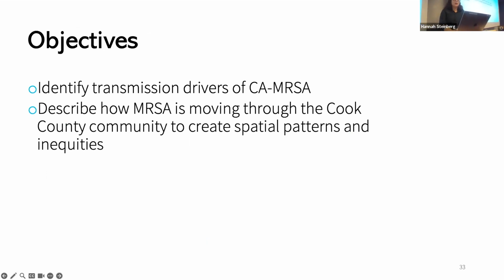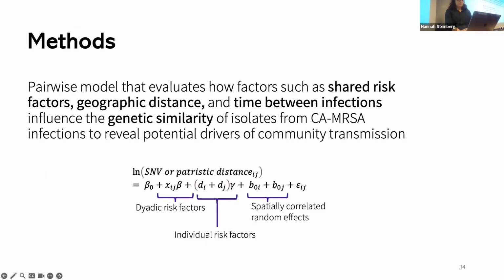So the objectives of my study will be to identify the transmission drivers of community-associated MRSA in Cook County and describe how MRSA is moving through the community to create these spatial patterns and inequities that we've observed. So I will be using, again, a pairwise model that evaluates how factors such as shared risk factors, geographic distance, and time between infections influence the genetic similarity of isolates from community-associated MRSA infections in hopes of revealing potential community transmission drivers.